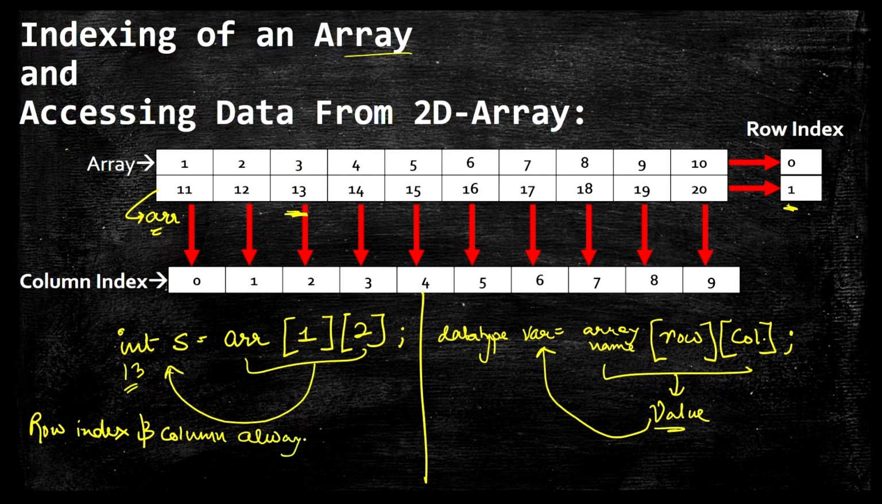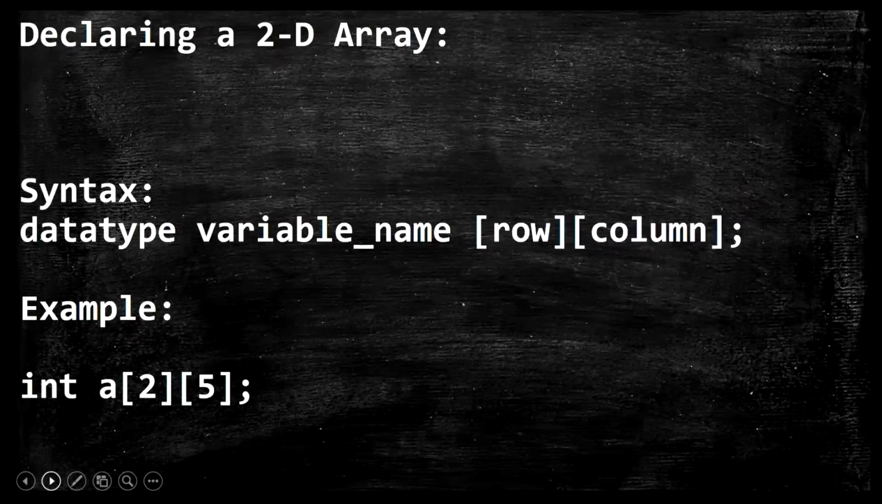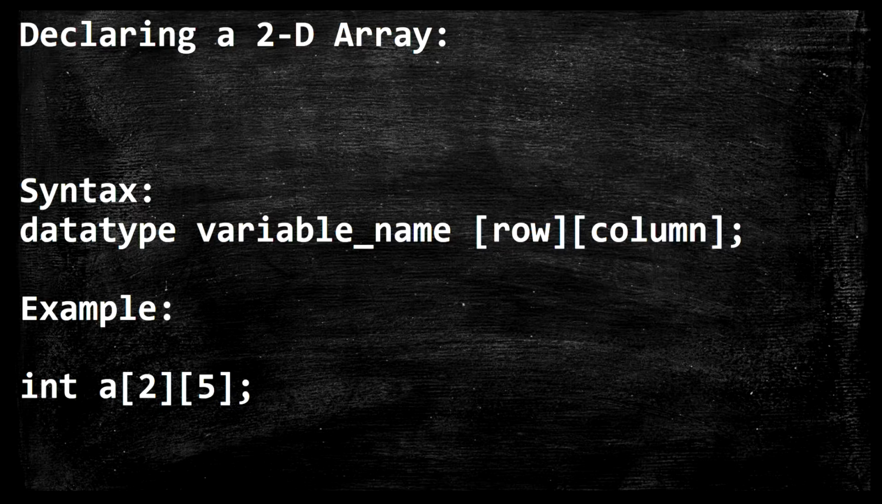Always, for 1D also, for 2D also, start from 0. So you can write here as a note, the row indexing and the column indexing always start from 0. So let's have a look at the example now, which is about declaring a 2D array. We will now learn how to declare a 2D array in a C program. To declare a 2D array, we write the data type, then the variable name, then the rows we want, and the columns we want after that.